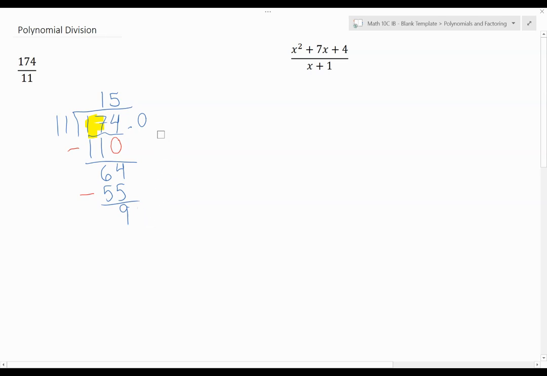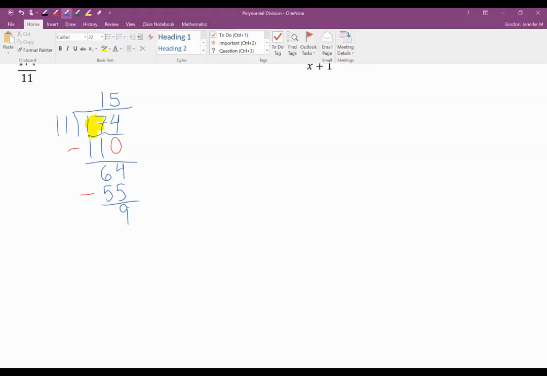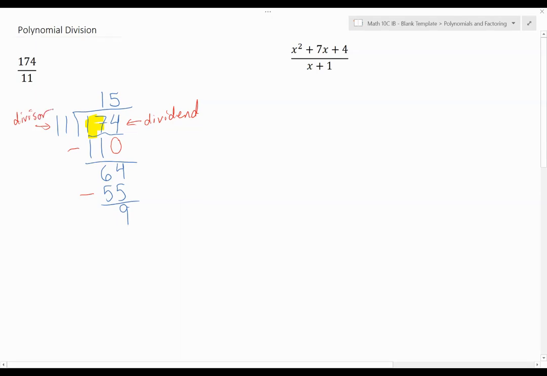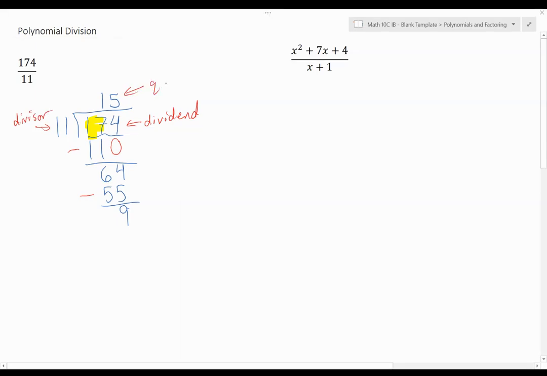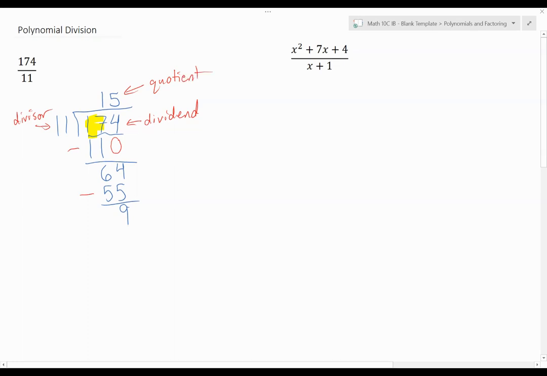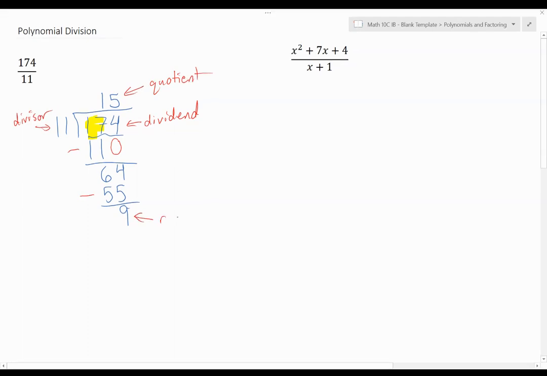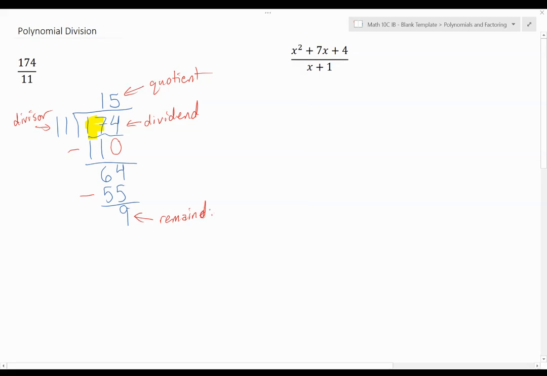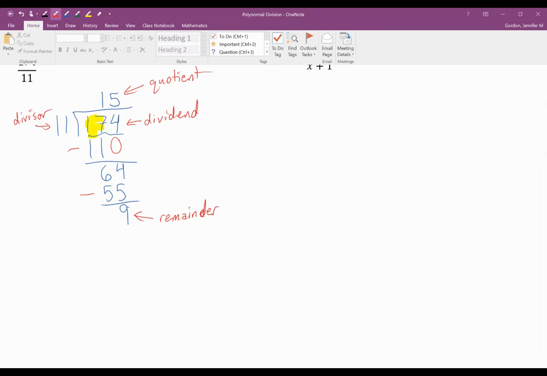That is certainly something that is useful with numbers, but it is not what we're going to do now, because our point here is to divide polynomials. And with polynomials, we can't really go into decimals. So, vocabulary: this was the dividend. The 11 is the divisor. The 15 that I've now received, that's the quotient. And the 9 is my remainder. So we often will say that this is 15 with a remainder of 9, but I can actually express that as a fraction as well.